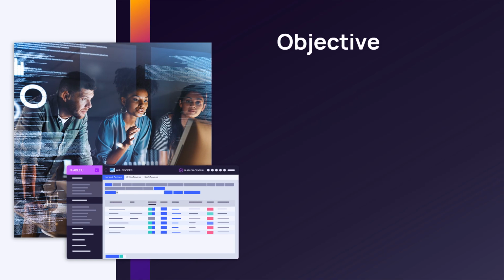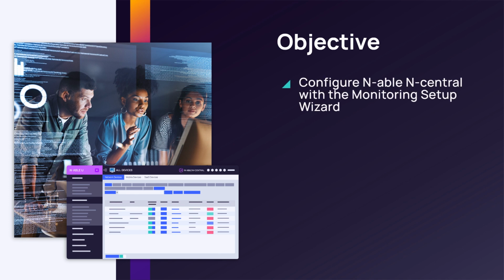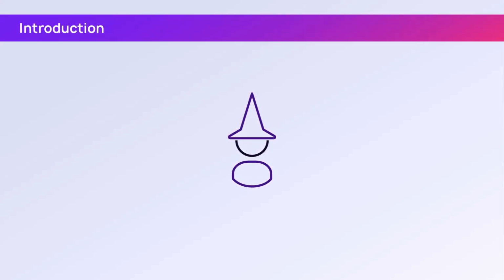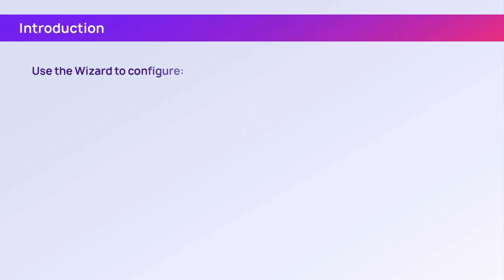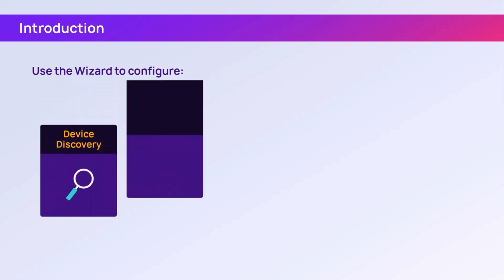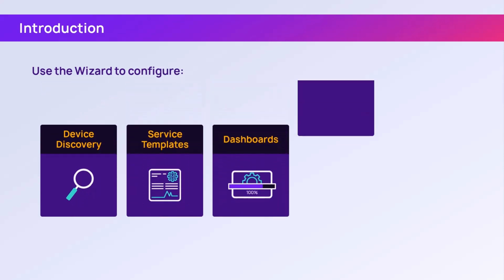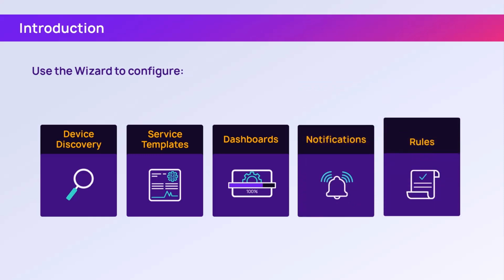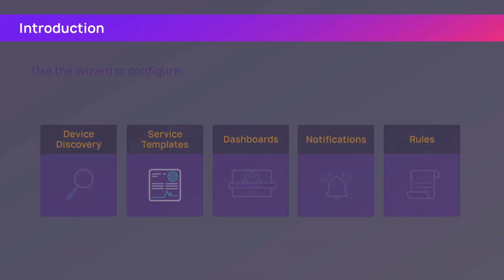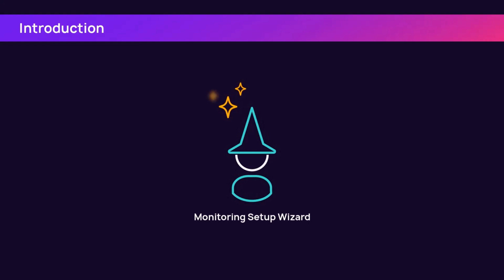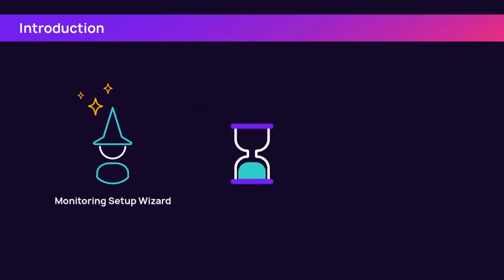In this module, we will review how to configure Enable N-Central using the Monitoring Setup Wizard. The Monitoring Setup Wizard is a guide to configure N-Central discovery options, service templates, dashboards, notifications, and rules. Each step can be configured separately, but the Monitoring Setup Wizard condenses the steps into a single guide for a faster implementation of N-Central.